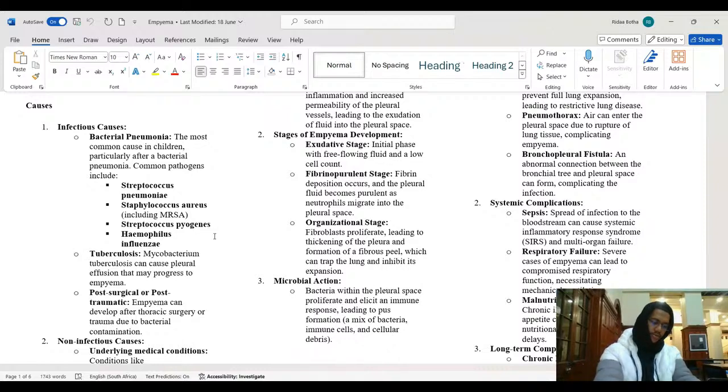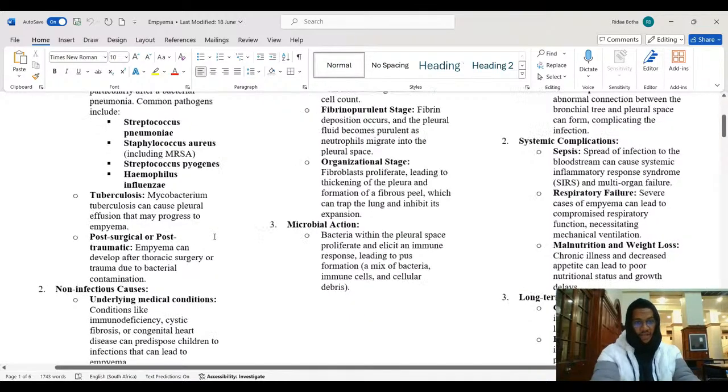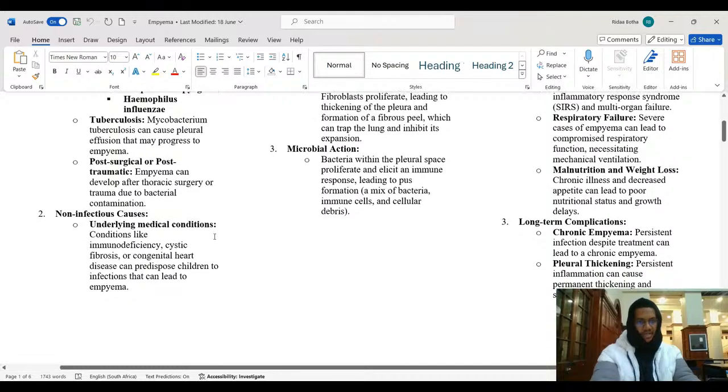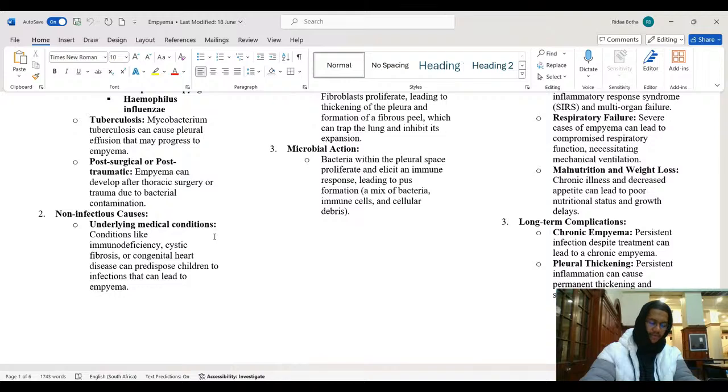Post-surgery or trauma. Non-infective causes include underlying medical conditions like immunodeficiency, so HIV, cystic fibrosis, and congenital heart disease, which can predispose children to infections that lead to empyema.